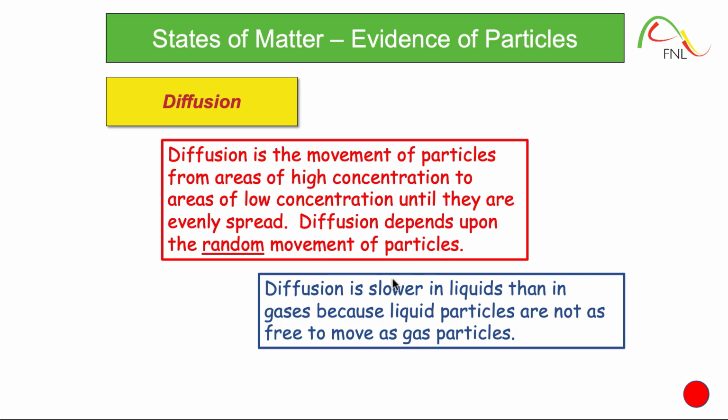Diffusion is slower in liquids than in gases, because liquid particles are not as free to move as gas particles. And diffusion in solids, does it ever happen? Well, it happens with things like jellies. Jellies aren't really solids, they're more like colloids. But solids, no. We can see that diffusion in gases and liquids does happen because particles exist and they move around.